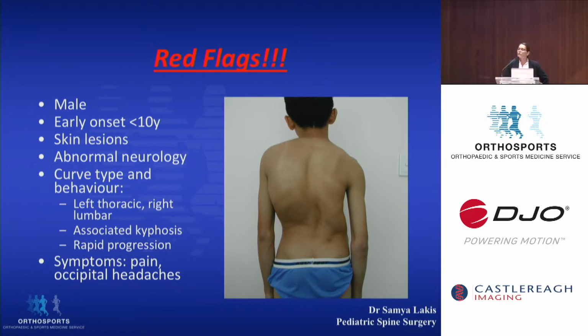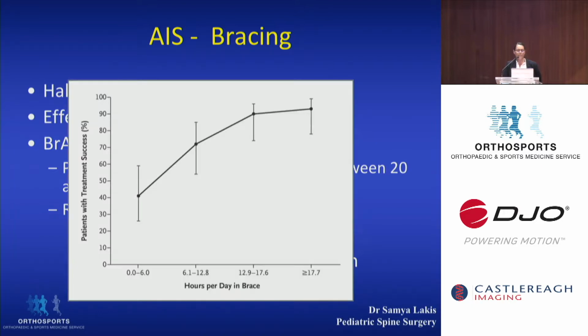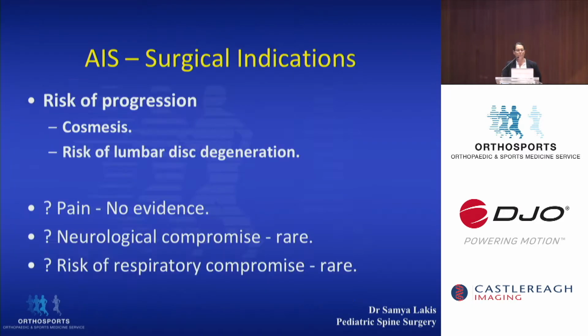And any of those curves that look funny or are behaving funny, that come through, that have a large magnitude, a lot of rotation, or are changing rapidly, those are the ones I'm worried about. So who do we brace? We brace those who have basically 18 months to 2 years of growth left, and it works. There was a really good New England Journal of Medicine study by Weinstein again. He's one of the spine gurus, and it showed that those who actually wear their brace for more than 18 hours a day tend to do really well, and that's just the dose-time relationship.